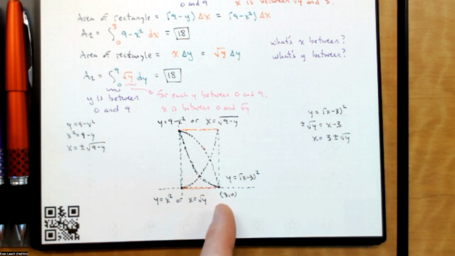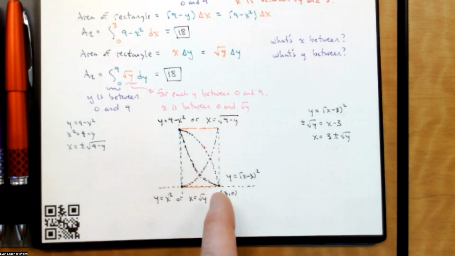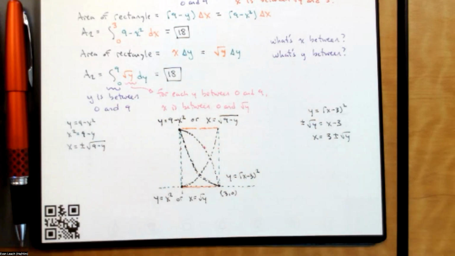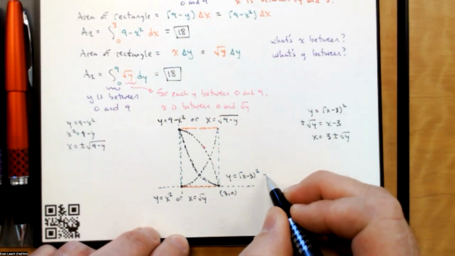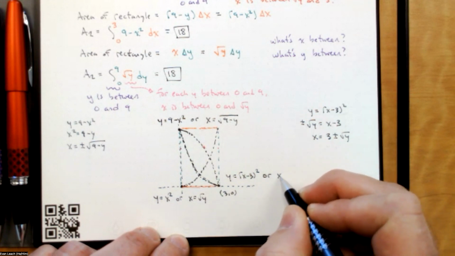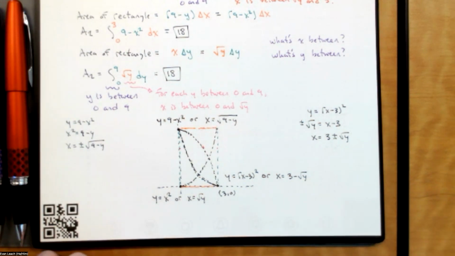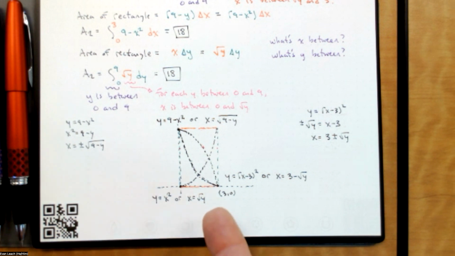Here's 3 in the middle, and I want the side. If I want to describe this branch of the parabola, this is on the left side of 3. That means I must be subtracting the square root of y. So this side I would describe as x equals 3 minus the square root of y. 3 plus the square root of y would be the side of the parabola on the other side of 3, on the positive side of 3.